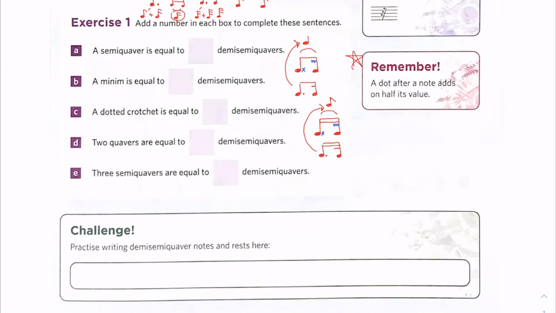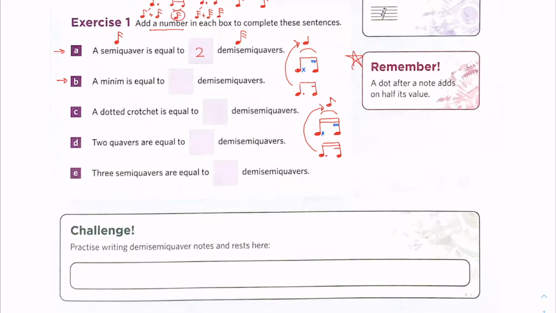Let's take a look at exercise 1 together. Add a number in each box to complete these sentences. Question A. A semiquaver is equal to how many demisemiquavers? Semiquaver is this note with 2 tails, and demisemiquaver is this one with 3 tails, and there are 2 demisemiquavers in each semiquaver.